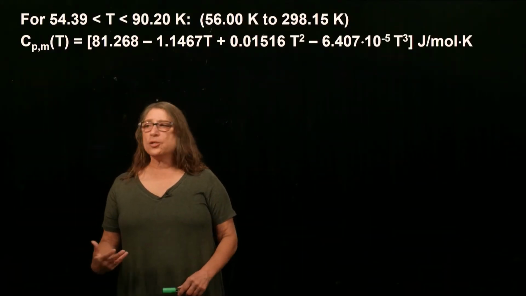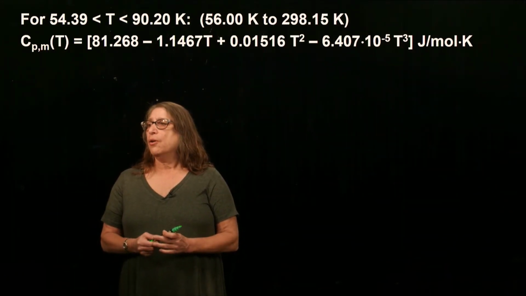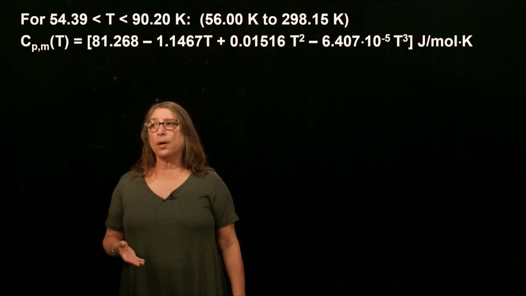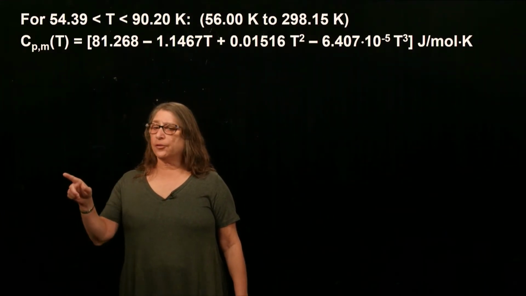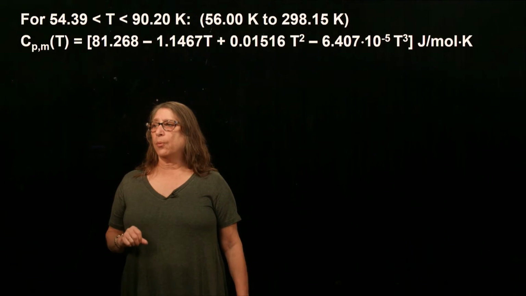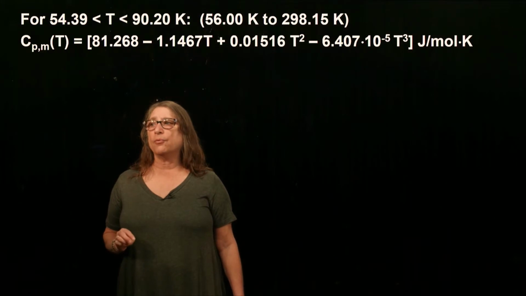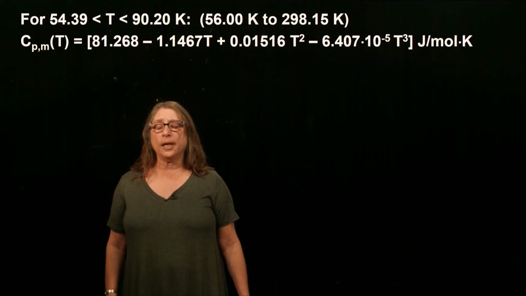So I'm going to first start with the lowest energy transformation, from 54.39 Kelvin to 90.2 Kelvin, where it boils. It's modeled in the following way: the heat capacity is 81.268 minus 1.1467 times temperature plus 0.01516 temperature squared minus 6.407 times 10 to the minus 5 temperature cubed. The units on this expression are joules per mole Kelvin.